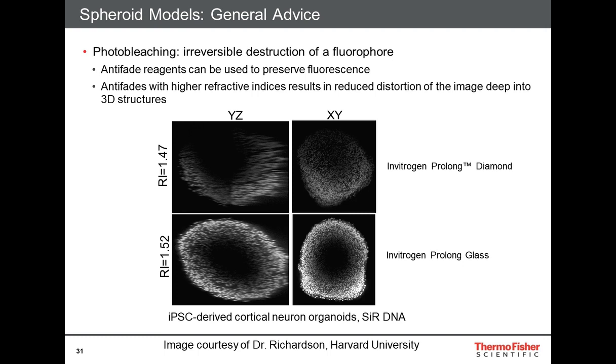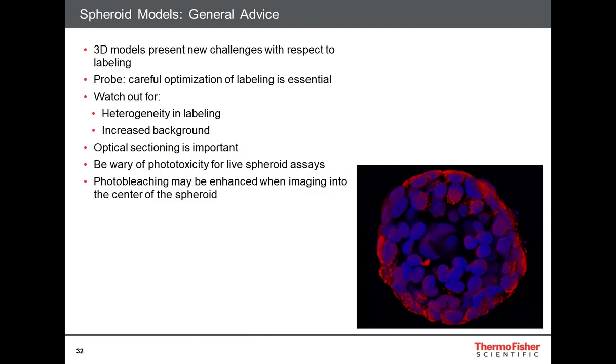Prolong Glass has a refractive index that's higher and better matched to that of glass, our glass cover slips. And so we see less light refraction. It gives us better penetration of our light in the Z direction, allowing us to better visualize cells on the interior of these larger structures. So this Prolong Glass is very valuable for this type of imaging.